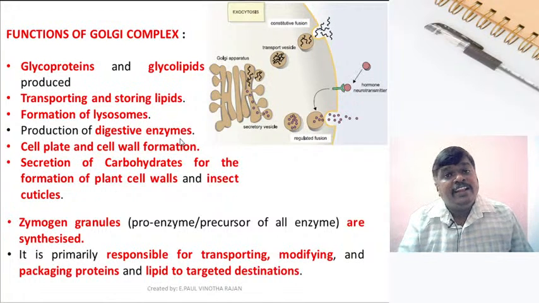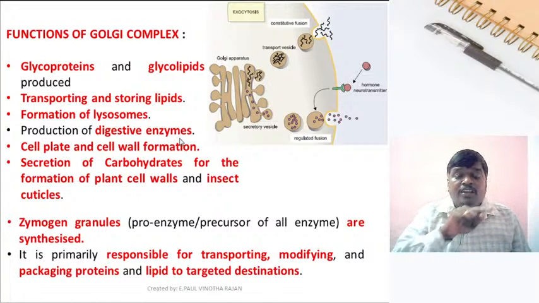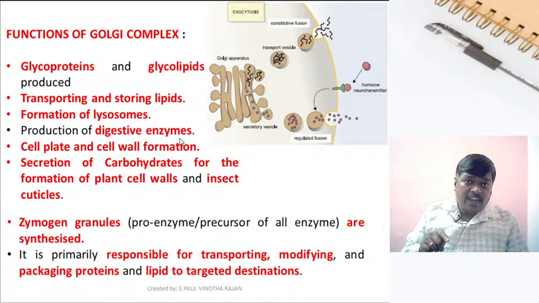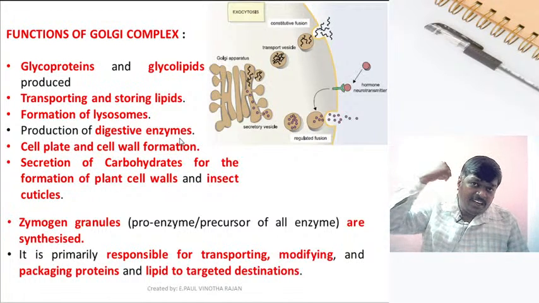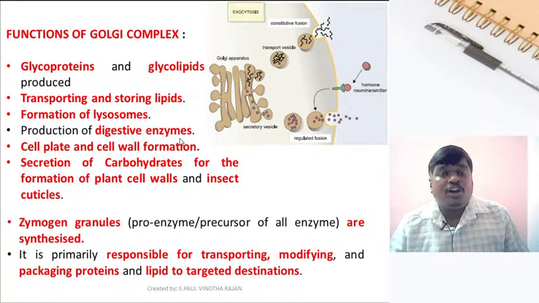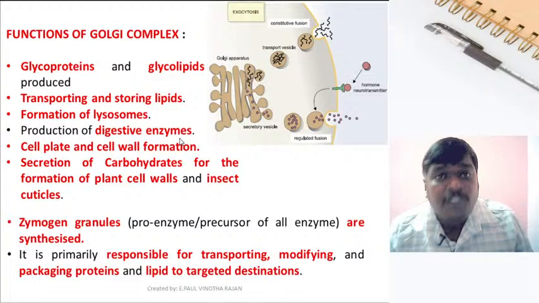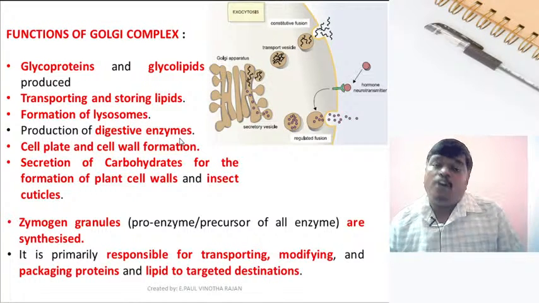And also in the case of animals, the cutin. You can see that the insects' outer skeleton is made up of cutin. It's called exoskeleton. It is made up of cutin. So that cutin is also formed from Golgi complex.